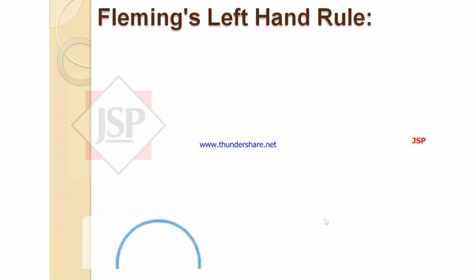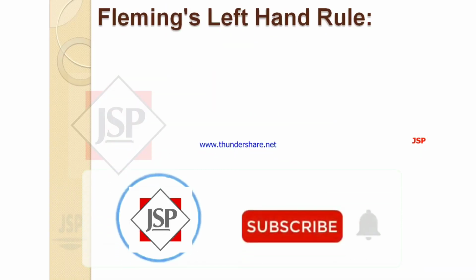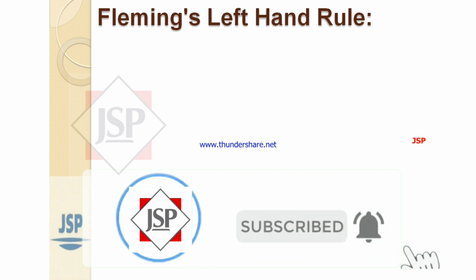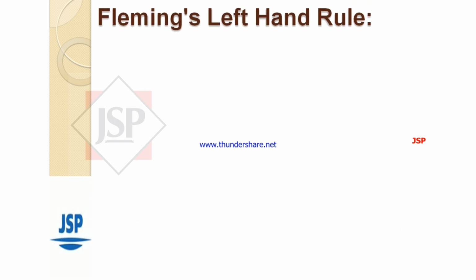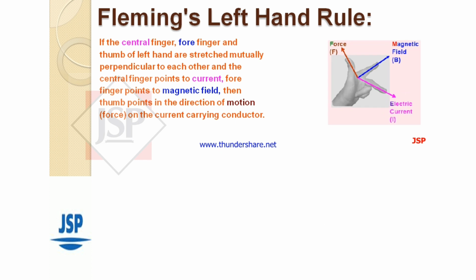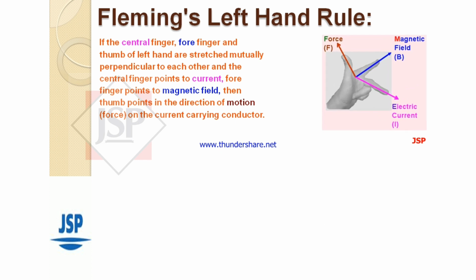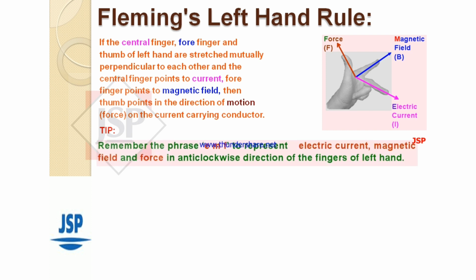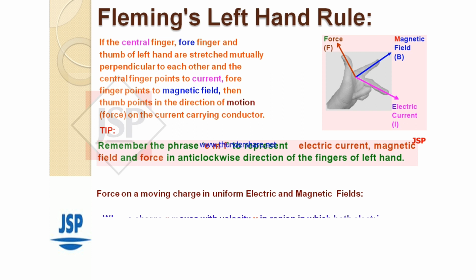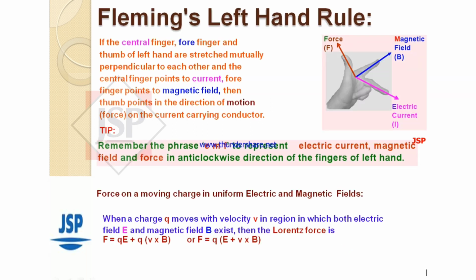Fleming's left hand rule. If the central finger, forefinger and thumb of the left hand are stretched perpendicular to each other, and the central finger points to current, the forefinger points to magnetic field, then the thumb points in the direction of motion, that is force, on the current carrying conductor. Tip: remember the phrase EMF, which represents electric current, magnetic field and force, in the anticlockwise direction of the fingers of the left hand.